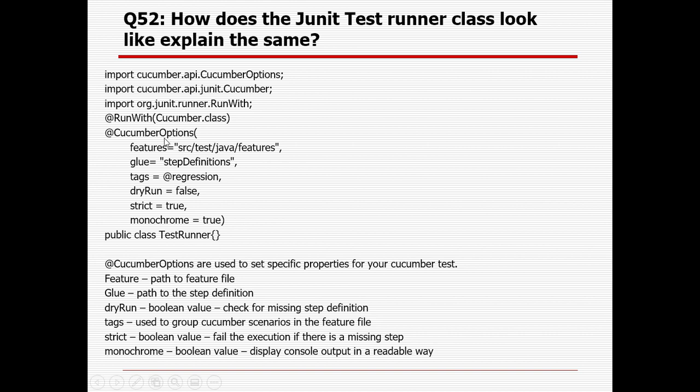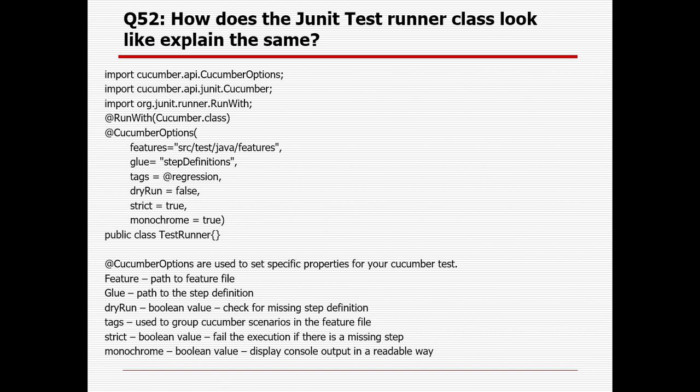As and when you are creating the runner class, you need to use RunWith, where Cucumber.class will be there, and after that you need to use CucumberOptions where you need to use features, glue, tags, dryRun, strict, monochrome, like that. Features will be nothing but the path of the features file. Cucumber options are used to set specific properties for your Cucumber test. Then glue is nothing but the path of the step definition file.